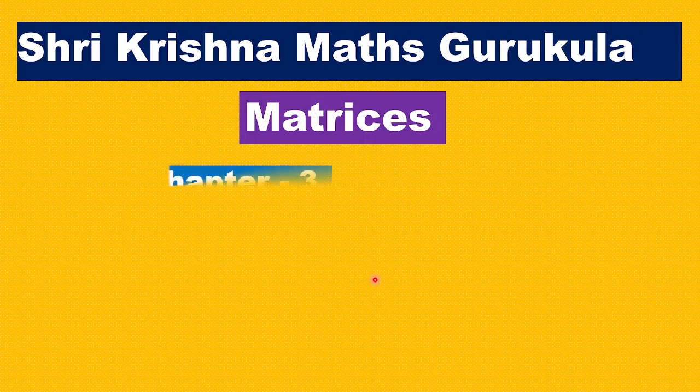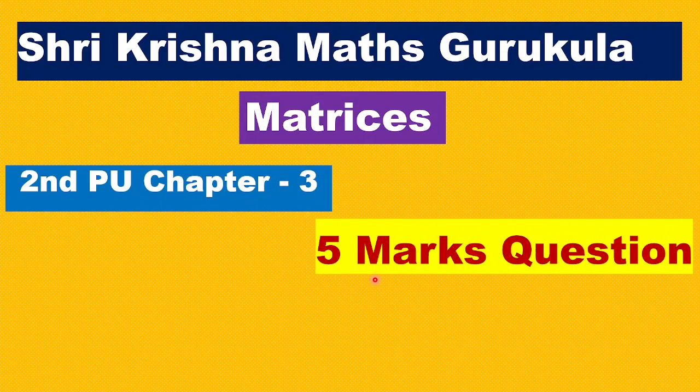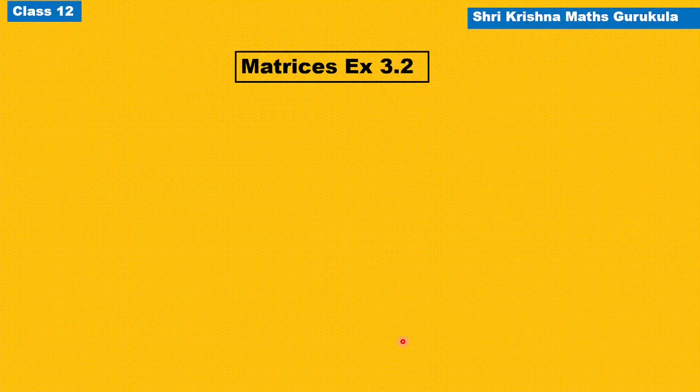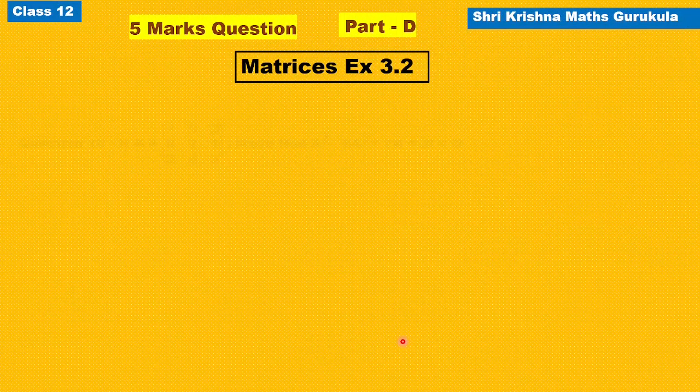Hi students, in this video I'll be solving question number 16 from the exercise 3.2 of the chapter Matrices, and this is one of the important questions in Karnataka Board 2nd PU question paper. In part D main, a 5 marker appears from Matrices chapter, and this is one of the possible questions. So keeping that in mind, this is an important question. Please do learn, and it's an easy one too.